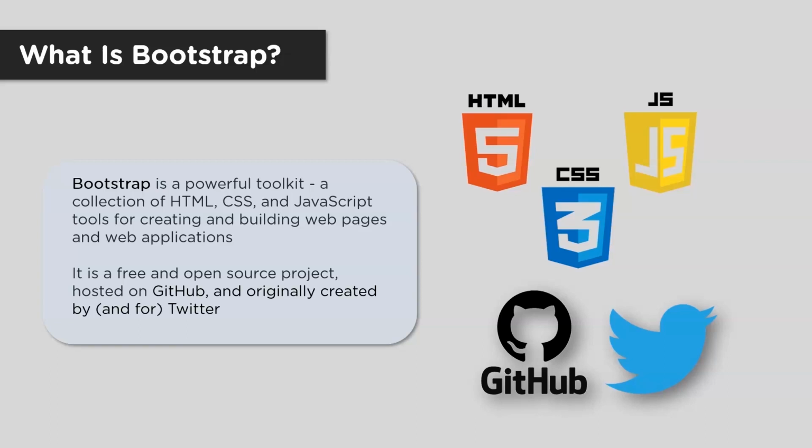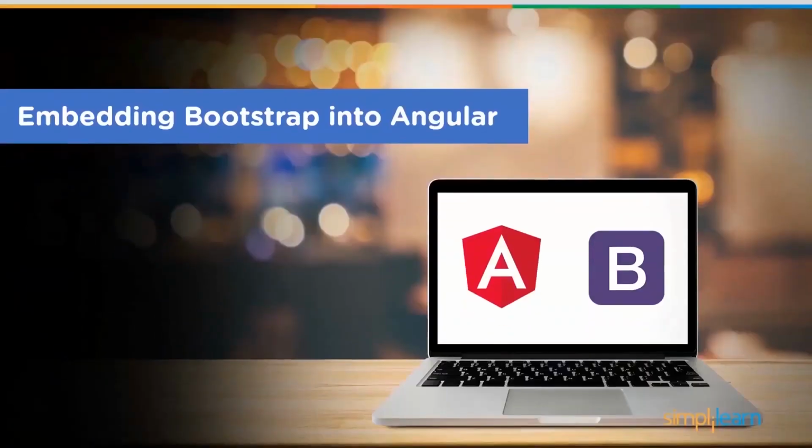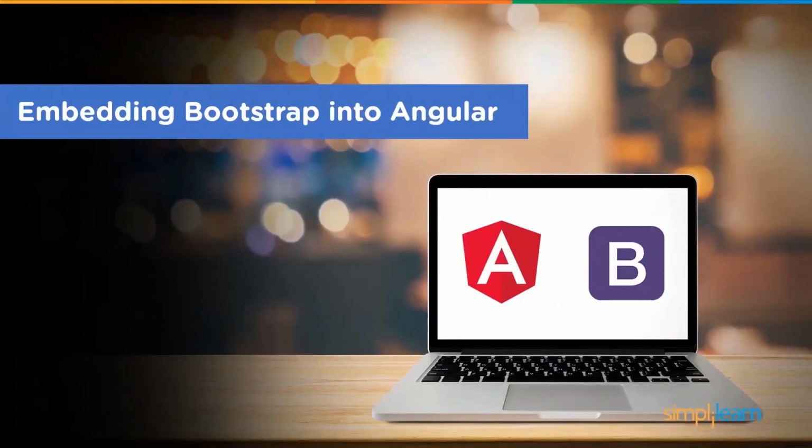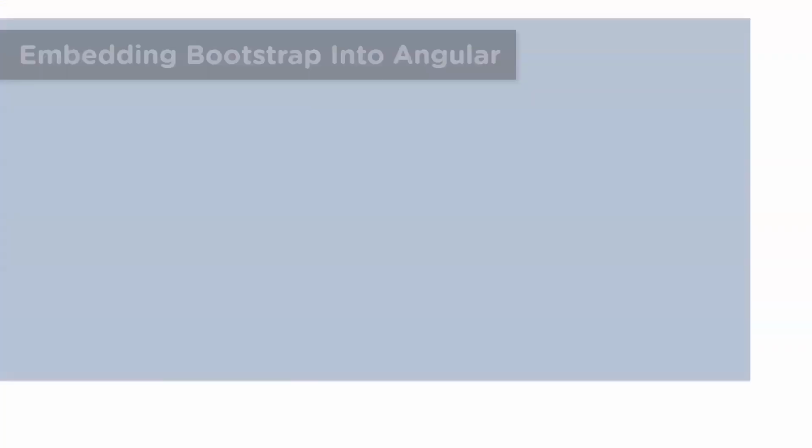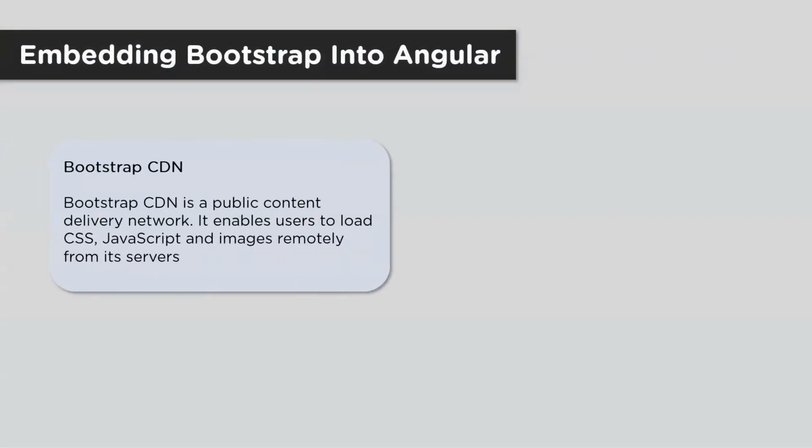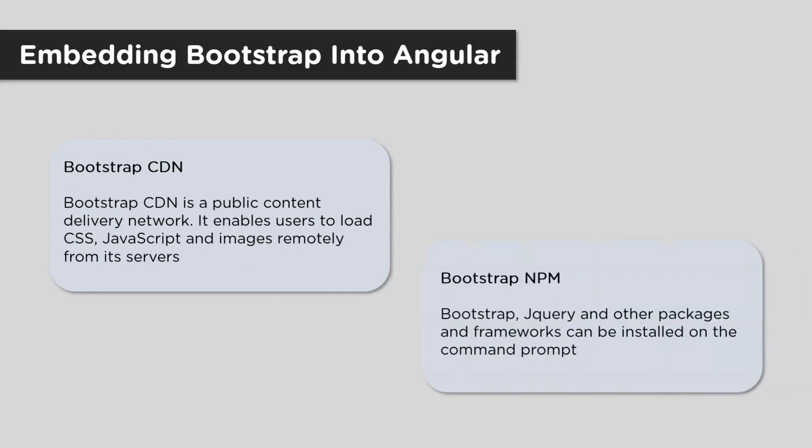So now, before using Bootstrap, it needs to be embedded into your application. So let's see how to embed Bootstrap into Angular. Now there are two ways to do it. First up is by using the Bootstrap CDN or the Content Delivery Network. Now this enables users to load CSS, JavaScript and images remotely from its servers. The other method is to use Bootstrap NPM. Bootstrap, jQuery and other packages and frameworks can be installed via the command prompt. In the tutorial that I'm going to be showing you, I've embedded Bootstrap using NPM.